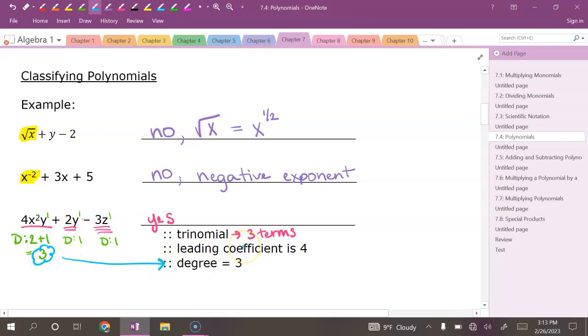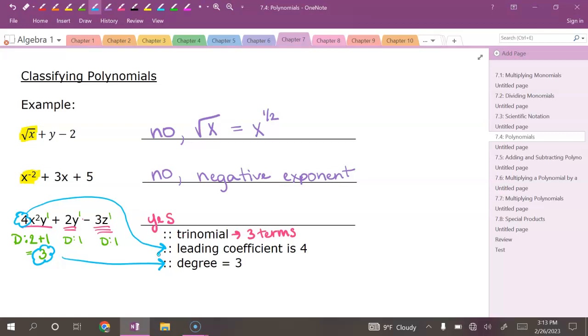Now, the leading coefficient then has to come from the term that has the highest degree. So because that highest degree is 3, the leading coefficient has to be that 4 that's sitting in front. And that's where that came from. The leading coefficient has to come from the term with the highest degree. In this example, it just so happened that the very first term had the highest degree, so that 4 was already sitting in front of it.